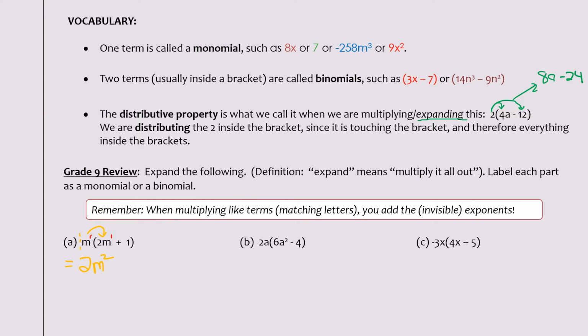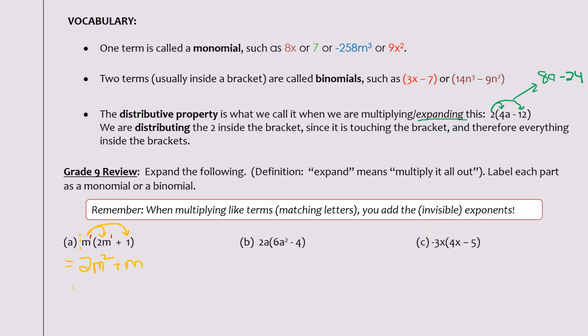Okay, continuing on, we also have to multiply that m that's in front with the next piece of the binomial, which is a 1. M times 1, well, anything times 1 is itself, so that's just plus m. So these are not like terms here. 2m squared and m are not the same. We can't add them and get 3m squared or some kind of different term. They're not the same.